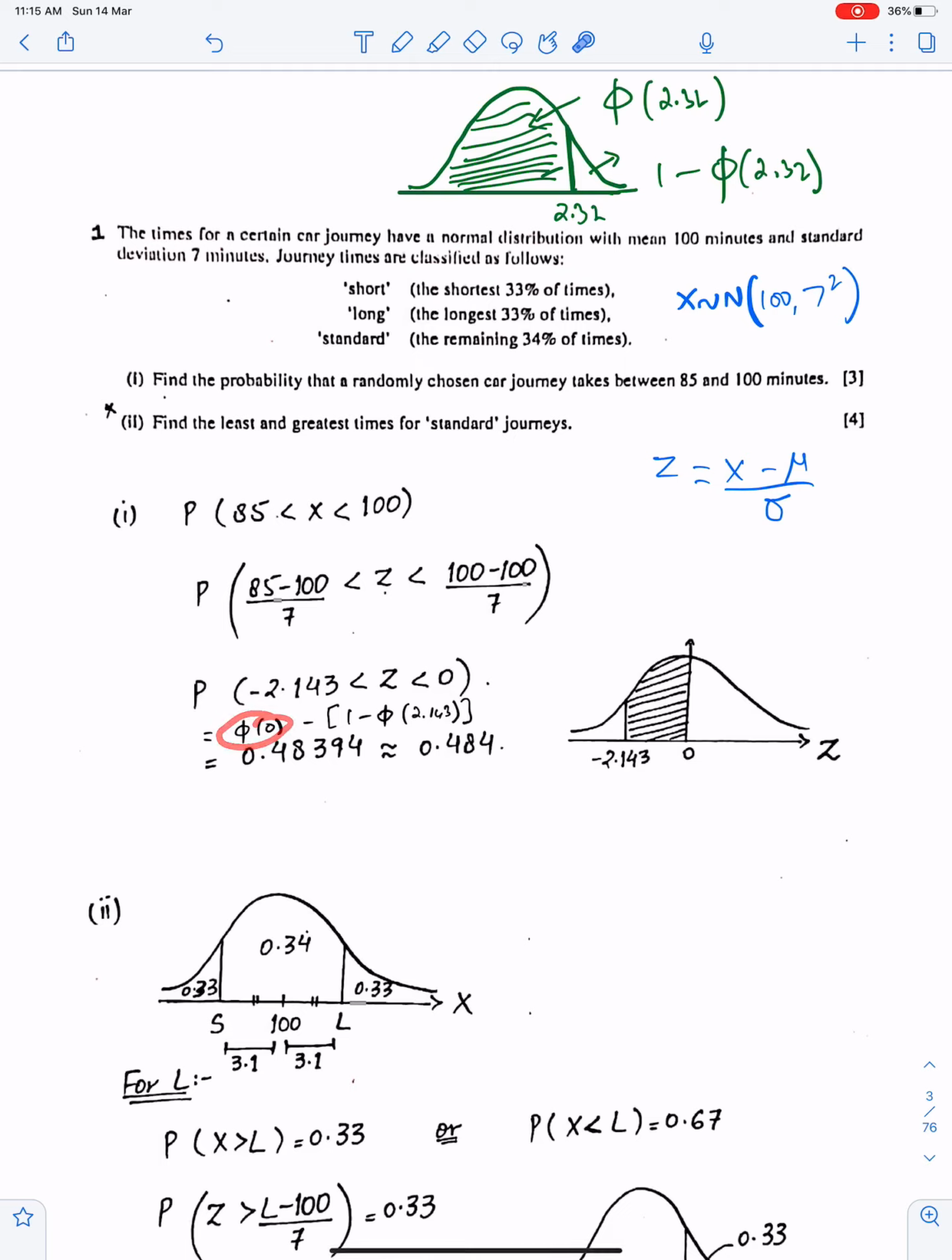Phi of 0 is 0.5. I mean, the left side of 0 is 0.5. So you don't need to use even a calculator or table. You can directly write this 0.5. This total is 0.5, and you just need to subtract this area from 0.5. So get these things from table or calculator, whatever you want.